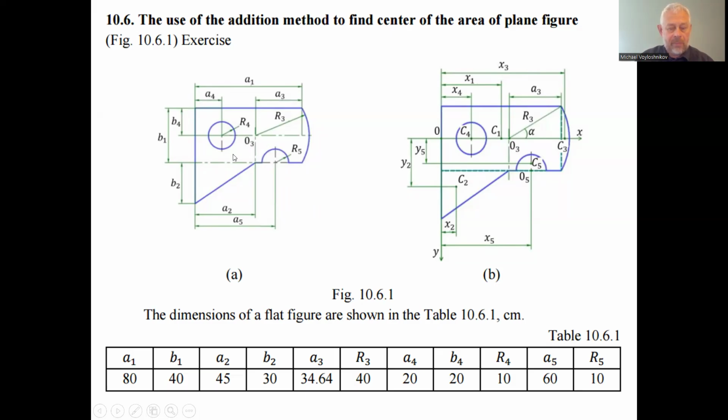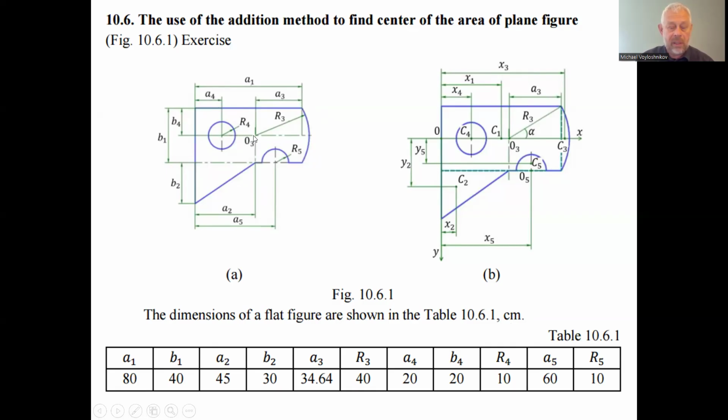What are the elements of this figure? The figure consists of five main elements. The first one is the rectangle. The size is A1 and B1. A1 is 80 centimeters, and B1 is 40 centimeters, the length and the width. Next is A2, this triangle. It is a triangle as well, with legs A2 and B2, so A2 is 45 and B2 is 30.